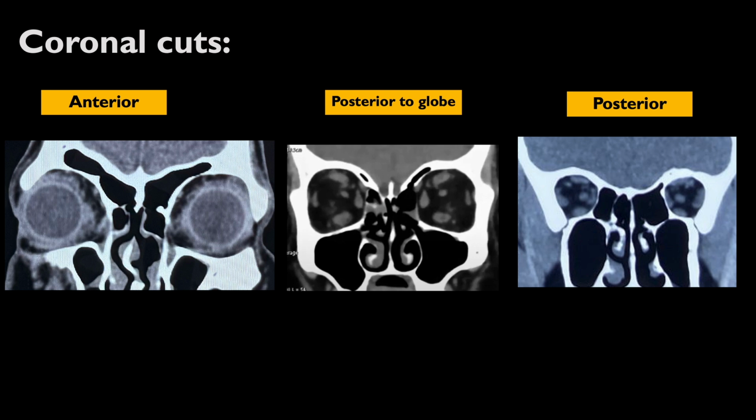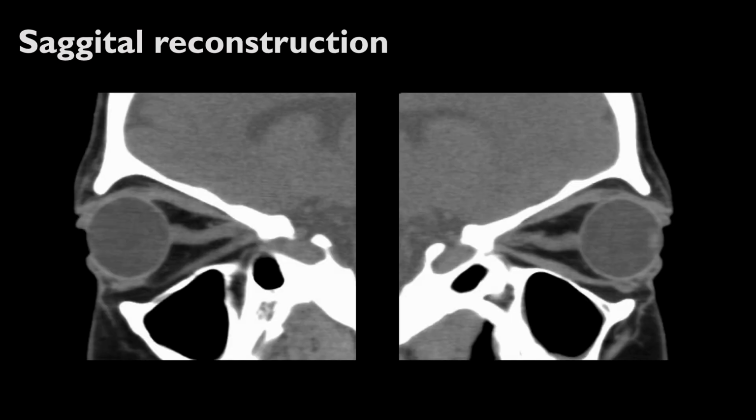Now, let us look at the coronal cuts from anterior to posterior, showing the globe, the lacrimal gland, the superior ophthalmic vein, the maxillary sinus, the ethmoid sinus. Posterior to the globe, we can see all the extraocular muscles very well. This is the inferior orbital fissure. Here is a sagittal reconstruction which can be requested in a CT requisition, showing the superior rectus muscle, the inferior rectus muscle, the globe, and the entire length of the optic nerve from the globe till the apex.